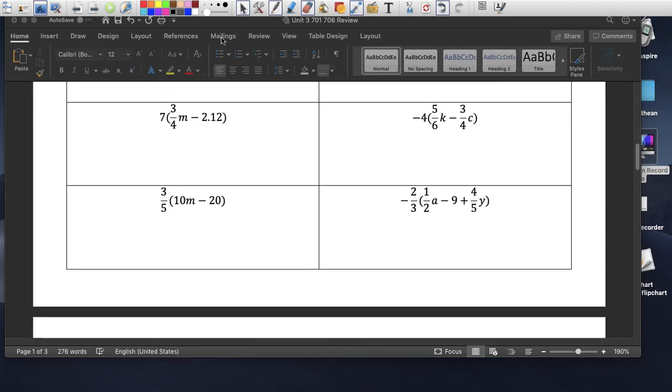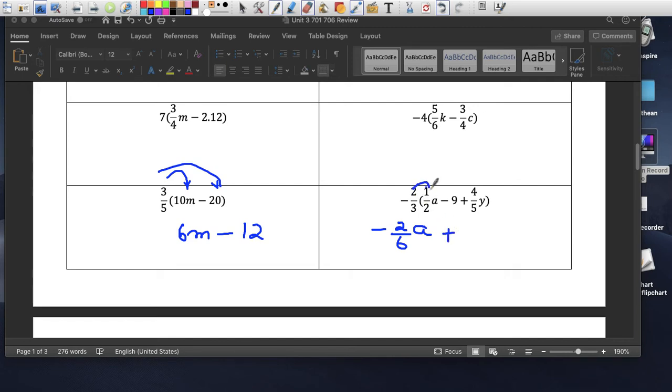So this one, we're going to multiply these two, and then these two. 3/5 times 10 is going to be 6m. And then positive times a negative is a negative. And 3/5 times 20 is going to be 12. Can we combine these two? No, we're done. Negative times a positive is a negative. 2/3 times 1/2 is going to be 2 over 6a. And then negative times a negative is going to be a positive.